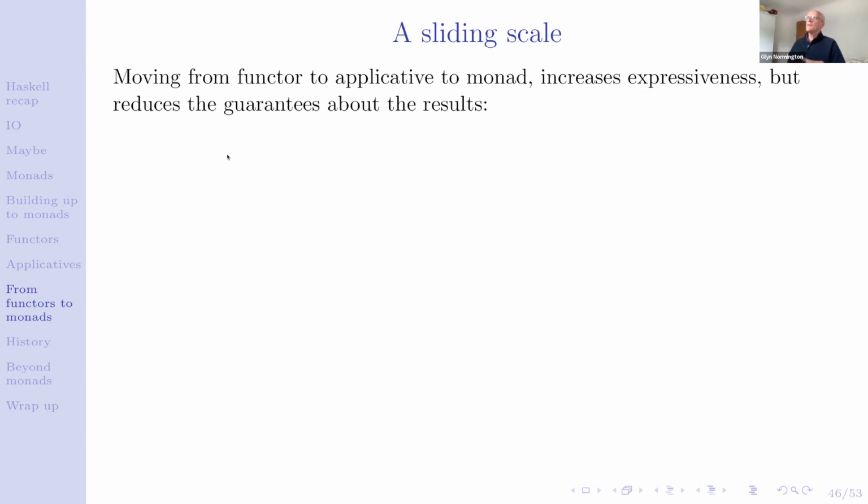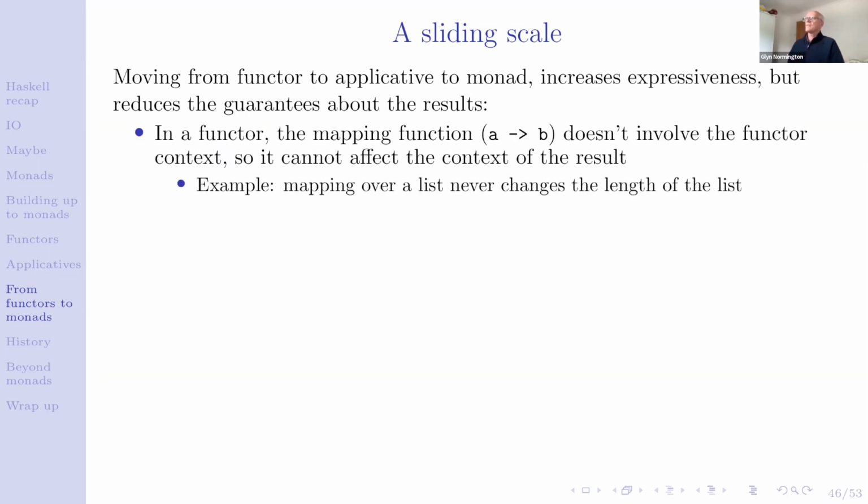So as you move from functor to applicative to monad, 2 things happen. You get more expressiveness. You can do many more different kinds of things with monads than you can with functors. Functors are fairly limited. You can do mapping and that's it. But also you get fewer guarantees about the results.